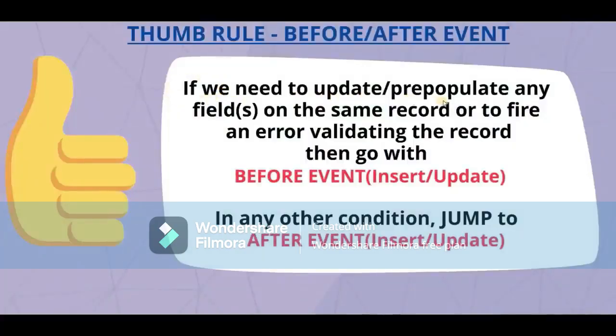So if we need to update or pre-populate any field on the same record, or to fire any validation error validating that record, then we need to go for the before event, which is insert or update. In any other condition, we need to jump to the after event. So this is the universal way to decide how to choose before insert, before update, after insert or after update. This is the biggest thumbnail which you need to remember when writing a trigger.